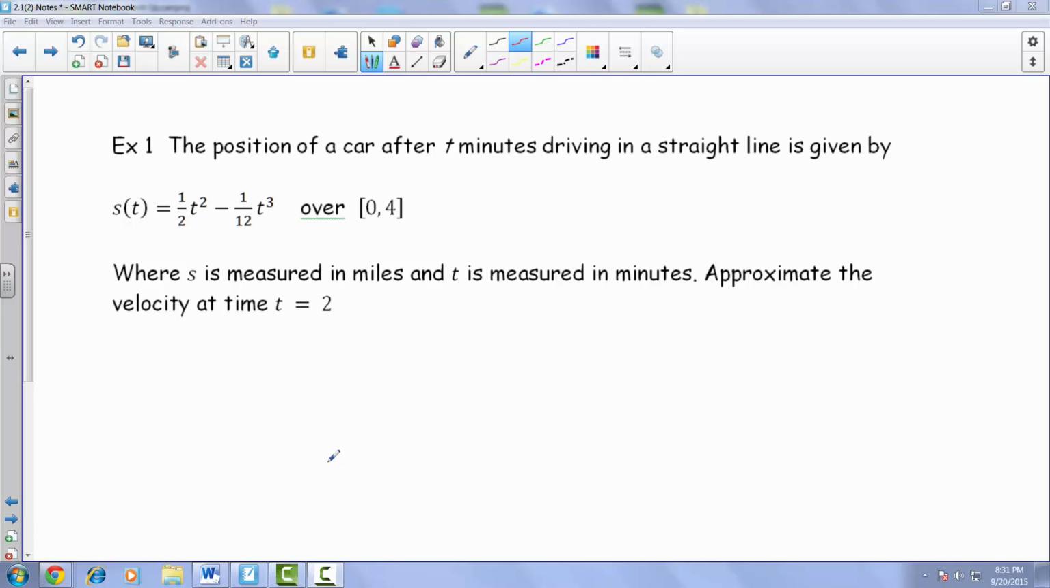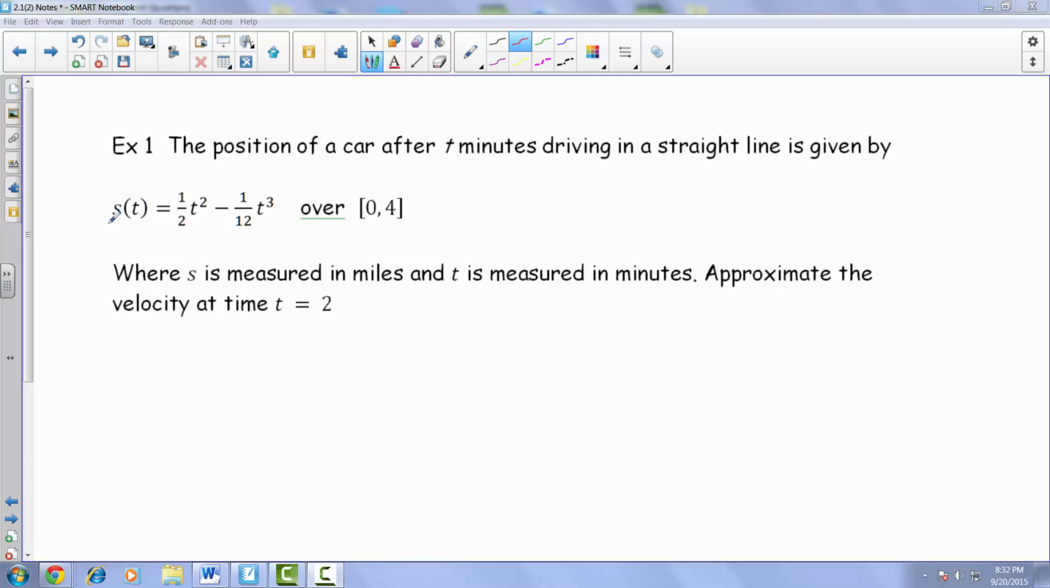Now, we've been discussing average velocities and instantaneous velocities. And example 1, I think, is a really great point that helps illustrate these ideas, especially average velocities. So, the position of a car after t minutes driving in a straight line is given by this function.